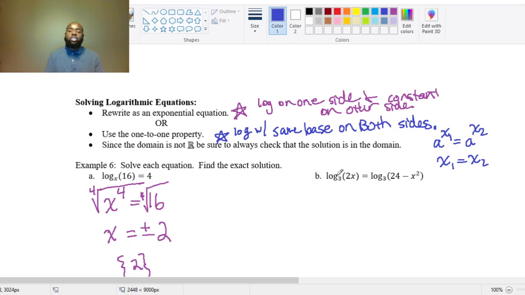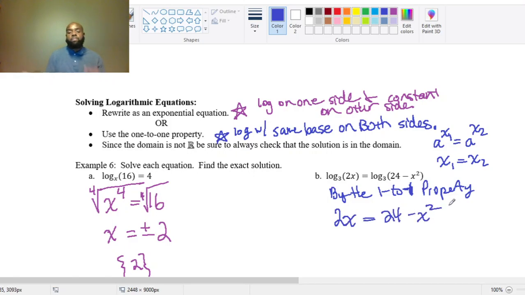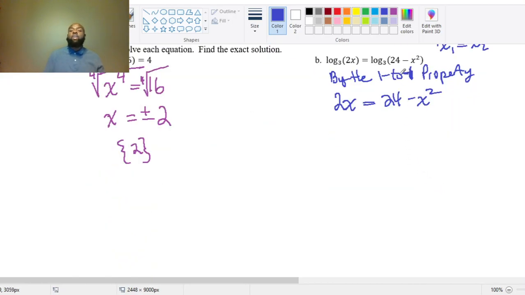I have a log at base 3 of 2x, and that equals a log at base 3 of 24 minus x squared. If this is a true logarithmic equation, then by the one-to-one property, I can remove those logarithmic expressions and just set the arguments, or the inputs, of my logarithms equal to each other. And now this becomes a quadratic equation.